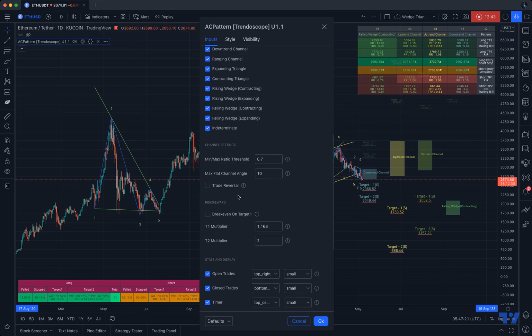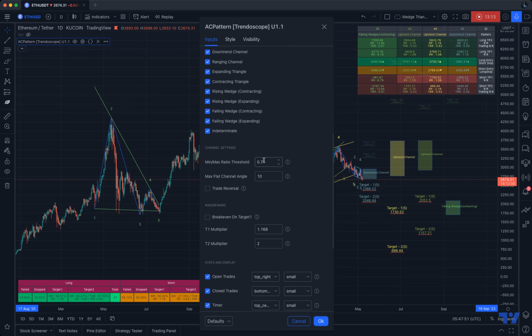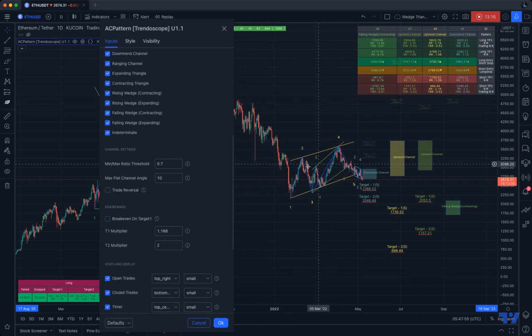Okay, next coming to the channel settings. These are the settings which are used for identifying a channel or differentiating a channel from a wedge or triangle, and also whether a channel is a flat or ranging channel or a rising or falling channel. For example, if you look at this, these distances are not exactly the same. There may be some differences, but this threshold shows the limit: the maximum to minimum of these distances can be of ratio 0.7. So we can reduce it.